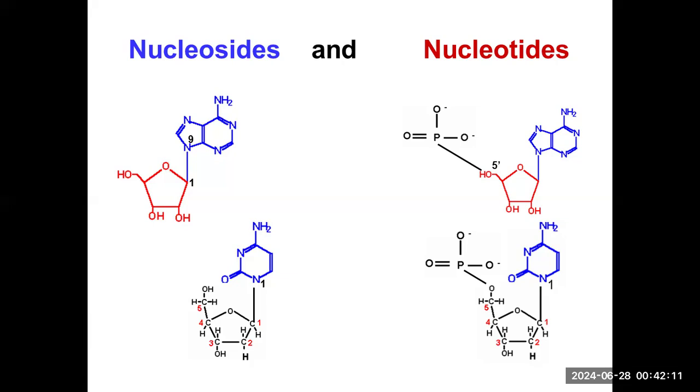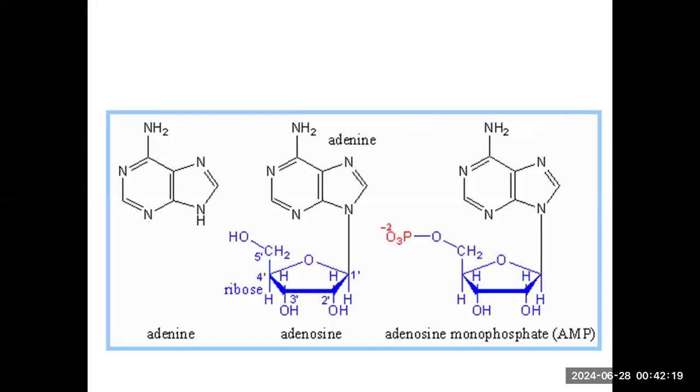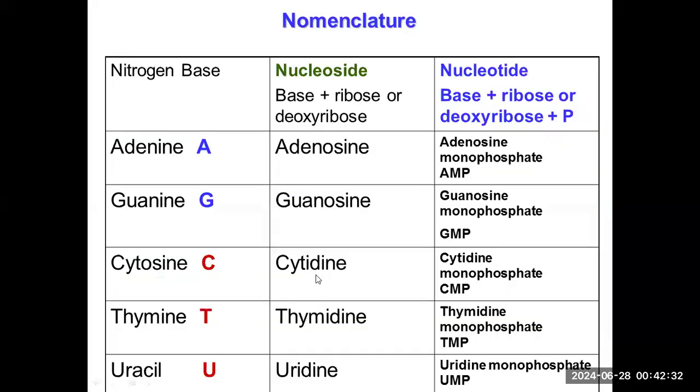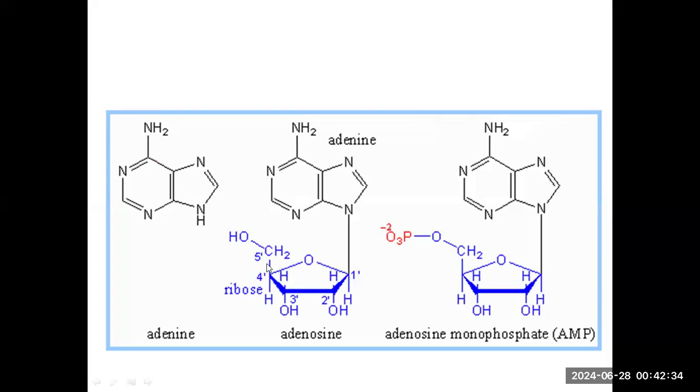You can see right here, it's a purine nucleotide, and on the right is a pyrimidine nucleotide. This shows the complete structure of nucleotides, especially the purine. You can see right here, this is the adenine attached to sugar, which makes a nucleoside, and if we attach phosphate right here to the sugar, that makes a nucleotide.